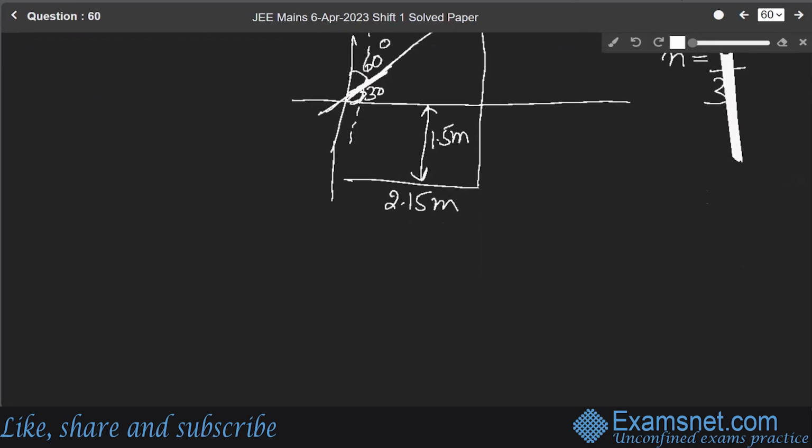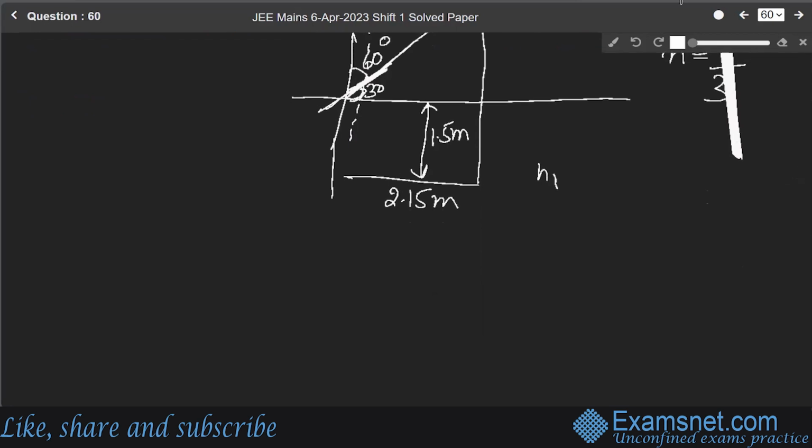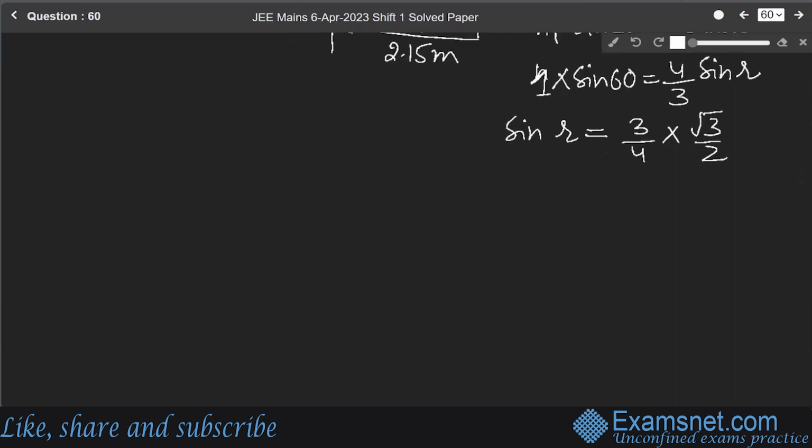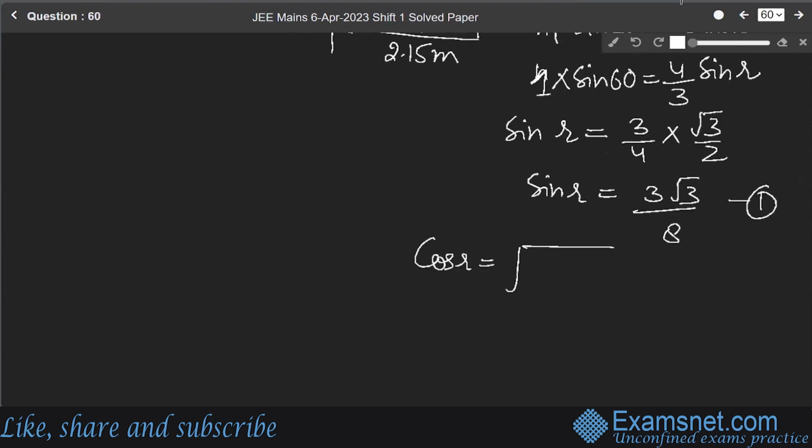Now, simply using Snell's law, we know that N1 sine 60 will be equals to N2 sine R. Okay, this is R. So N1 means 1 into sine 60 will be equals to N2 sine R, where N2 is given by 4 by 3 sine R. Therefore, sine R will be equals to 3 by 4 into root 3 by 2, sine 60 being root 3 by 2. So we get sine R is equals to 3 root 3 by 8. This is equation 1.